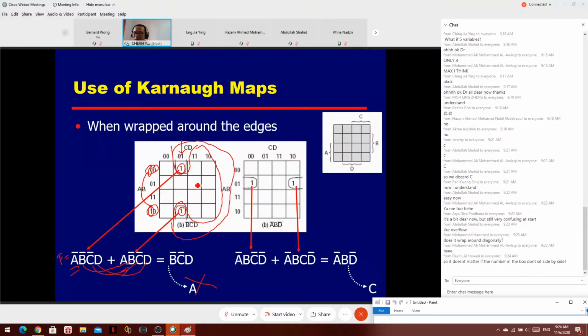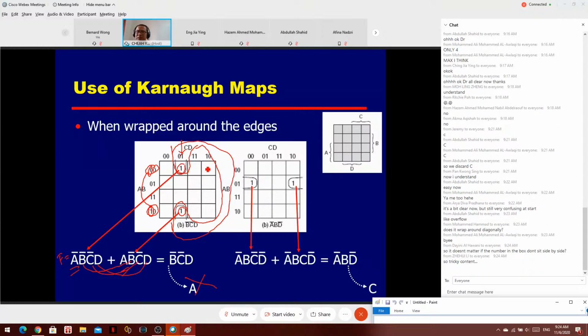Does it matter if the numbers in the boxes don't sit side by side? If they're not side by side, then we cannot do the simplification. For example, let's look at this table here. If you have, let's say, one here and then one here, they are not side by side. You cannot do simplification if the numbers are separated. They must be side by side.